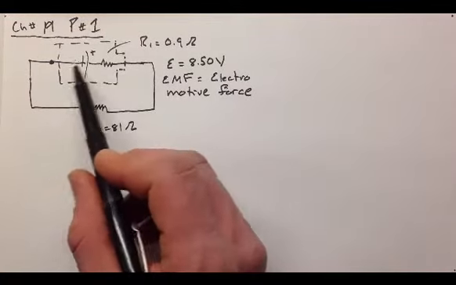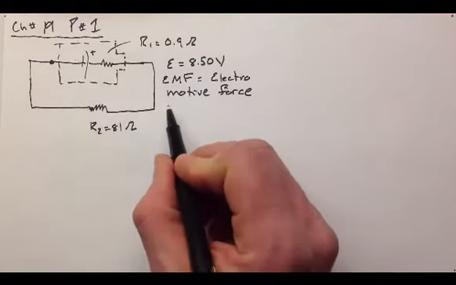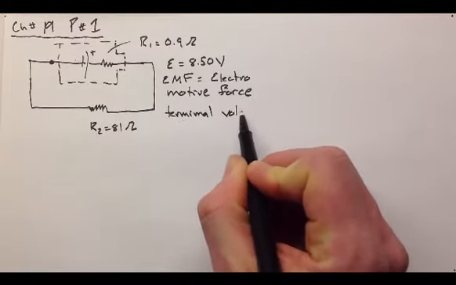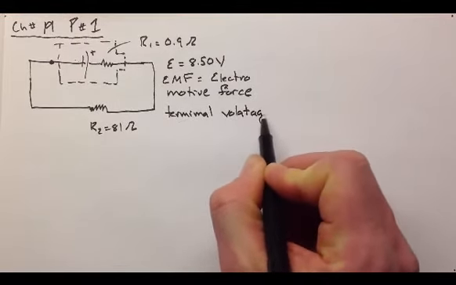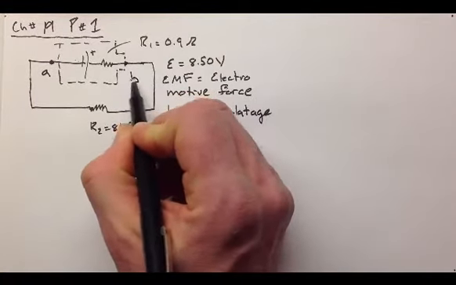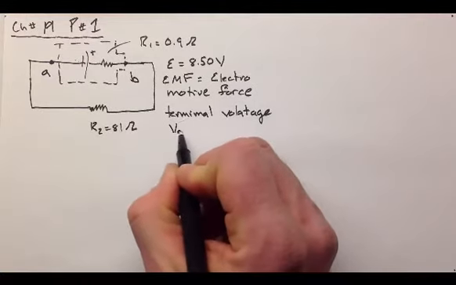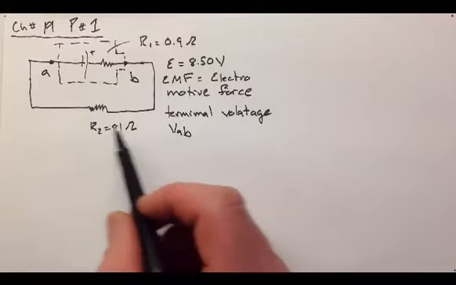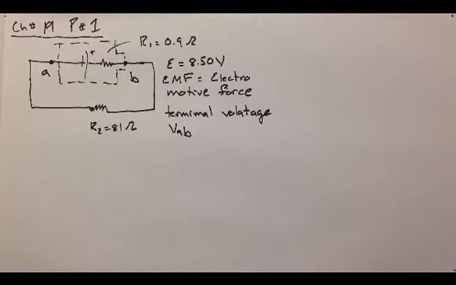Now, EMF is the perfect voltage of the battery, and then the terminal voltage is the voltage between the terminals that takes into account the internal resistance of the battery. Okay, so EMF is like the perfect voltage they would have. The terminal voltage is the actual voltage they have while taking into account their internal resistance. So that's a little background there. Let's dive right into this problem.